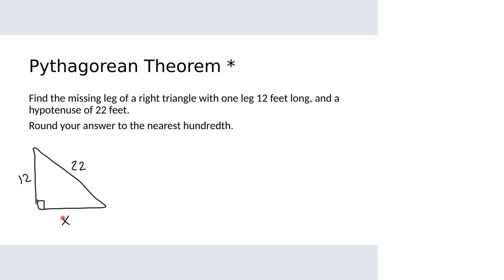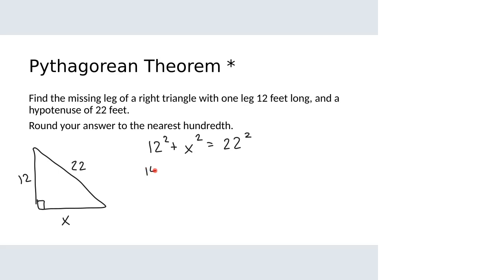Using Pythagorean theorem here, I'll have 12 squared plus x squared is 22 squared. It doesn't matter if you put the 12 squared first or the x squared first, because you know the commutative property lets us add those in any order. We could rearrange them if we wanted to.